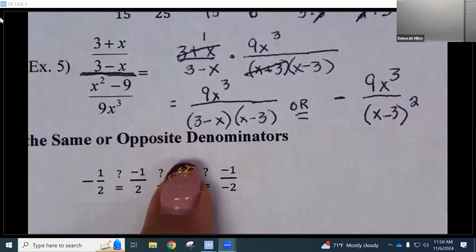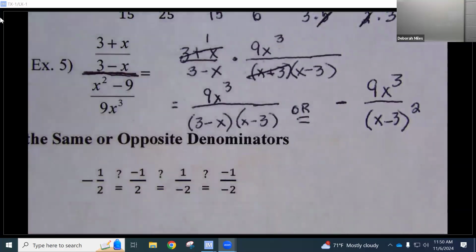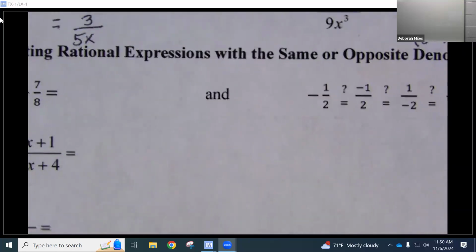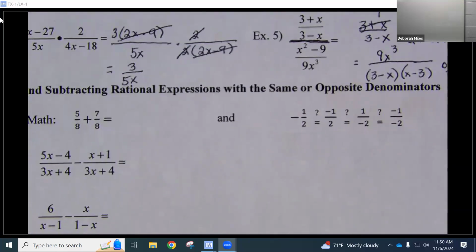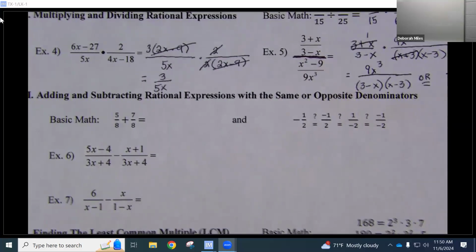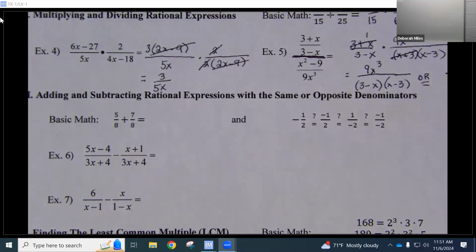All right. On the test, you have one multiplication problem and one division problem. And then you have some adding and subtracting problems. And adding and subtracting fractions, why is it more difficult than multiplying and dividing fractions? What do you have to add and subtract that you don't have to multiply or divide? Common denominator. Have to have a common denominator to add or subtract.